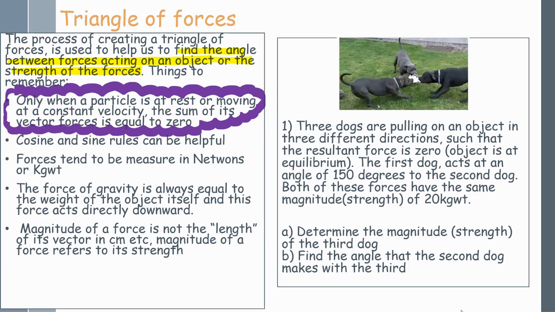In these questions, using cosine and sine rules can be helpful once you form the triangle. Forces tend to be measured in newtons, or we write it as kgWt. The force of gravity is always equal to the weight of the object itself, and obviously gravity is directly downwards. Note here that the magnitude of a force is not the length of its vector in centimeters or units. The magnitude of a force or its vector refers to its strength only.